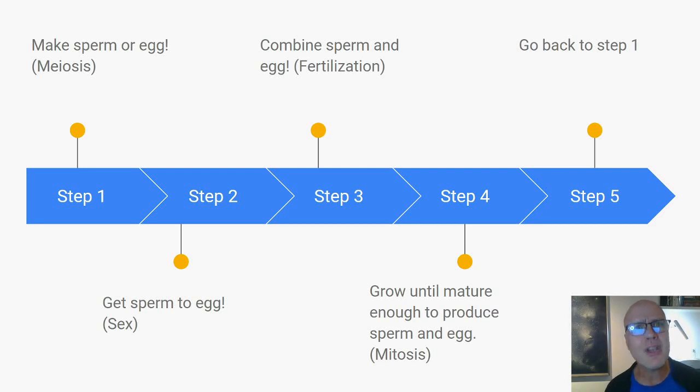And how do you grow? You grow through mitosis. So you just divide and make more cells, which are genetically identical. And then when you've got this big multi-celled organism and you are ready to make sperm and eggs, what do you do? Step 5, you go back to step 1, you make sperm and eggs, and you start the whole process all over again. And that is what Elton John referred to in The Lion King as the circle of life.